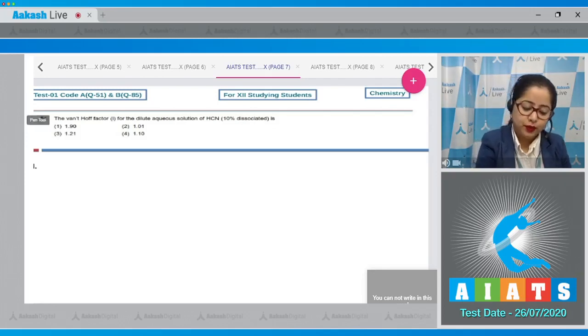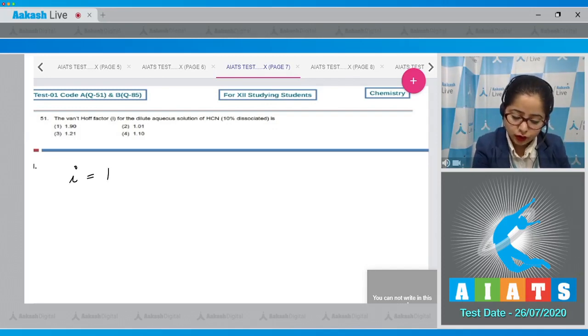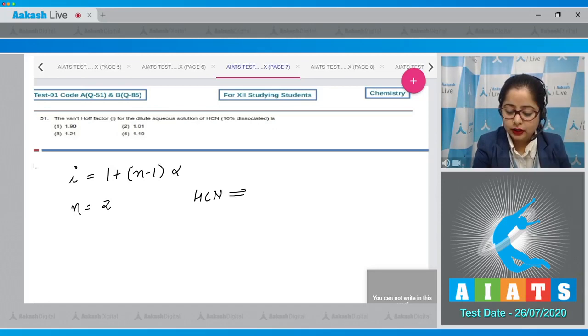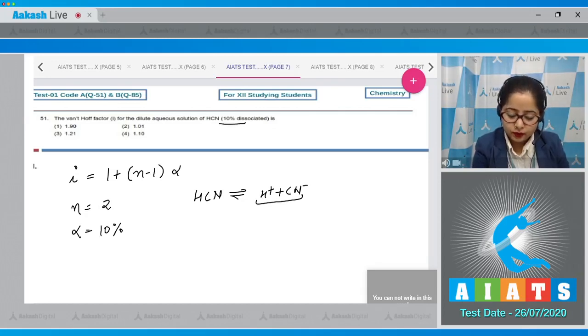So first of all, I'm writing the formula to calculate i. i is equal to 1 plus (n minus 1) alpha. For HCN, n is equal to 2, as HCN dissociates to give H plus and CN minus. So the value of n is 2, and also we are given the value of alpha, that is 10%, which is equal to 10 upon 100, that is 0.1.